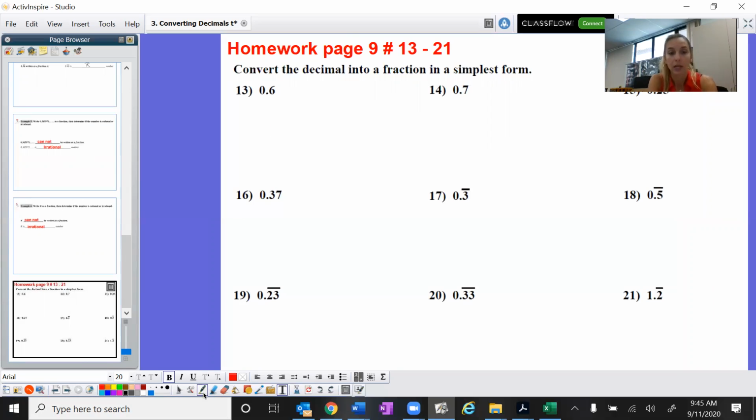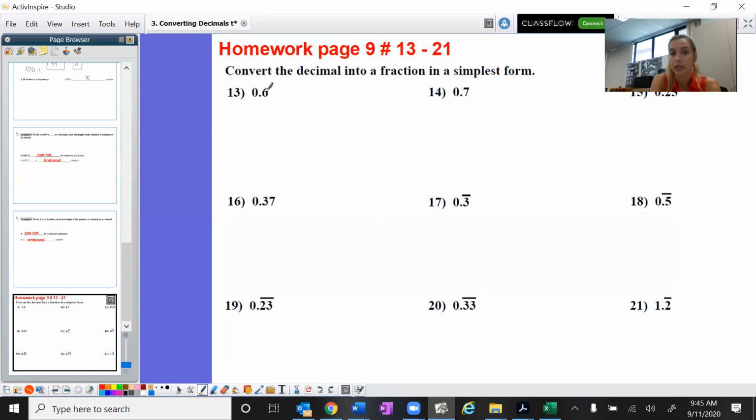0.6, and the 6 is not repeating, right? So the only thing I have to do, the 6 is in a 10th spot, and since it's not repeating, the answer is just plain old 6/10. Now you're going to try to simplify it. They both are divisible by 2 in case you don't have a calculator. 6 divided by 2 is 3. 10 divided by 2 is 5. So there's another answer. I don't care how you give it to me. You can give me 6/10 or you can give me 3/5.